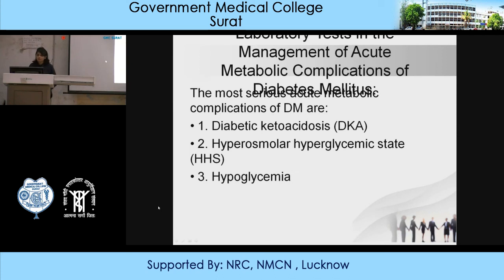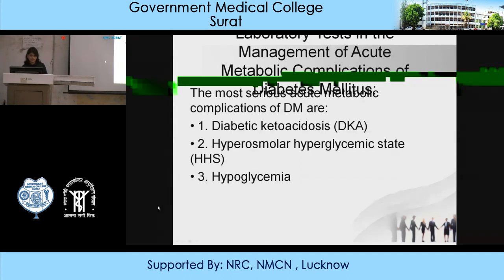Now let's move forward to laboratory tests in regard to management of acute metabolic complications, and this is the last part. I'm really sorry for this difficult layout. Okay, so firstly let's discuss which can be the complications of diabetes mellitus. There are primarily three acute complications of diabetes mellitus.